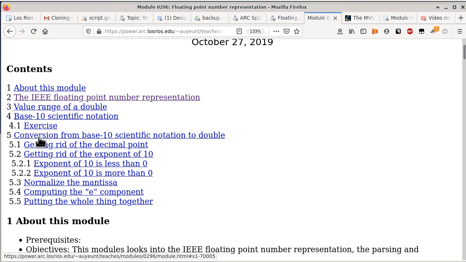If you are given a base 10 scientific notation, how do we convert that into the actual base 2 representation as a double? Are we doing okay so far? Because in that process, we'll understand quite a few things about how we represent values and also how we convert values. So that's basically what section 5 is about, converting from base 10 scientific notation to double.